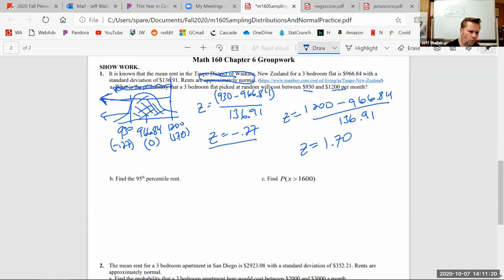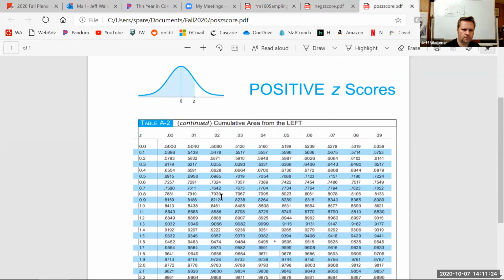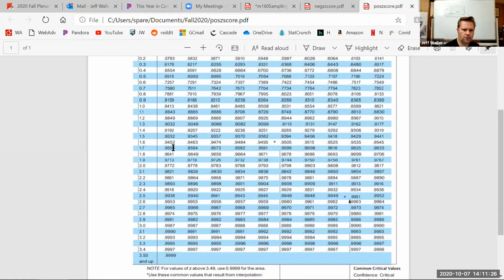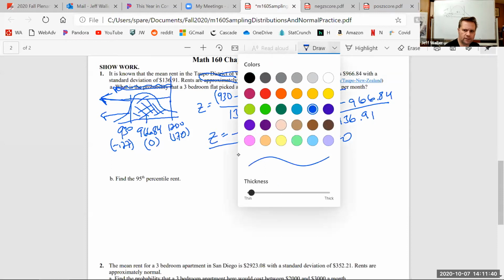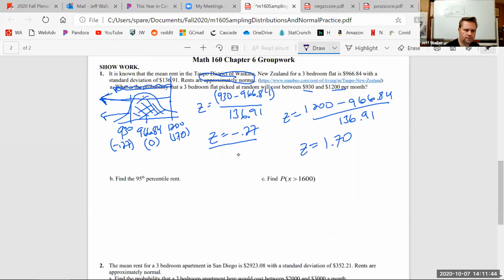So when you look up 1.70, let me look it up too. 1.70, that's what I get right there. Is that what you guys got? 9554. Yes. Coolness. Let me write this in a different color. Let's not do blood red. Let's do purple. Why not? Is that what that is?